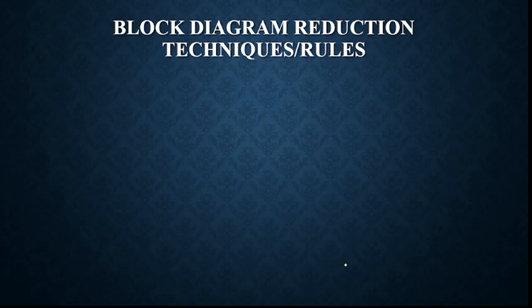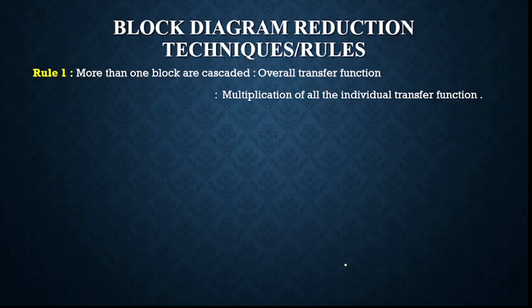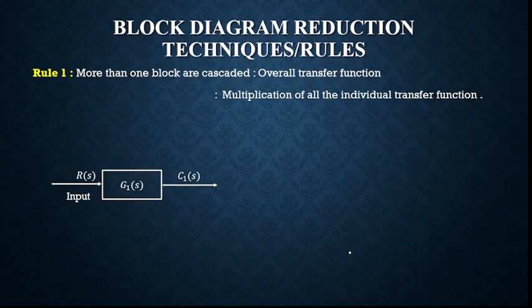Now let us start with the block diagram reduction techniques or rules. First, when you have more than one block connected in cascade, there are many blocks that can be connected in cascade, and all of you know cascading means output of one block is connected to the input of the next block. Cascade means in series. So the multiplication of all the individual transfer functions gives the overall transfer function. Let's see how it can be represented.